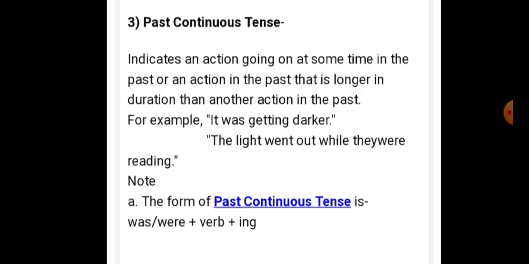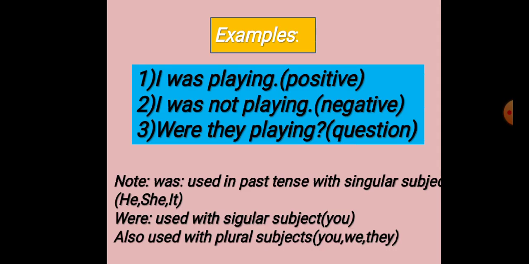Past continuous tense indicates an action going on at some time in the past or an action in the past that is longer in duration than another action in the past. For example, it was getting darker. The light went out while they were reading. The form of past continuous tense is was or were plus verb plus ing.